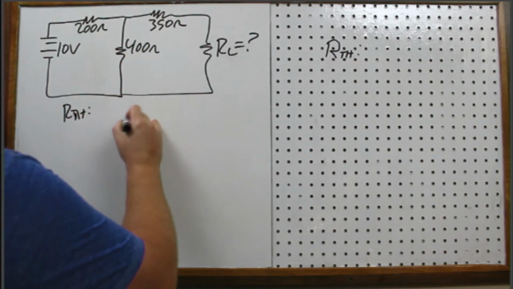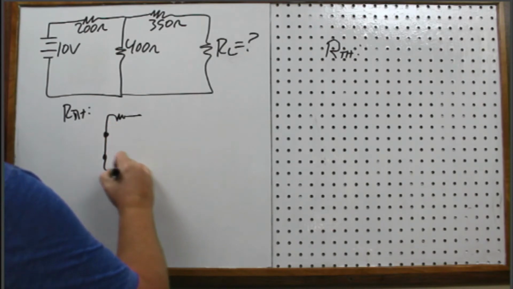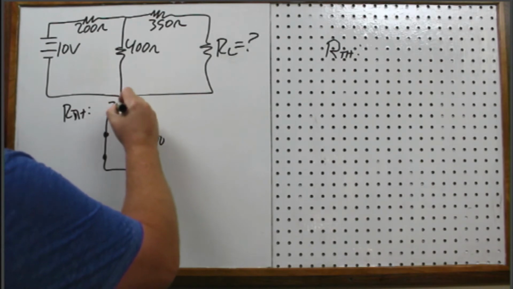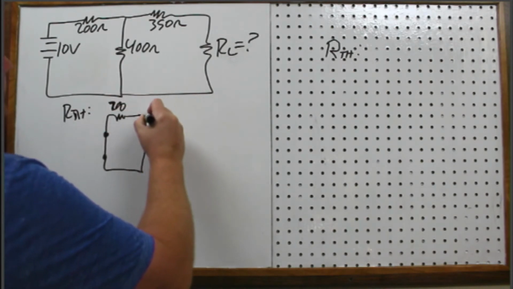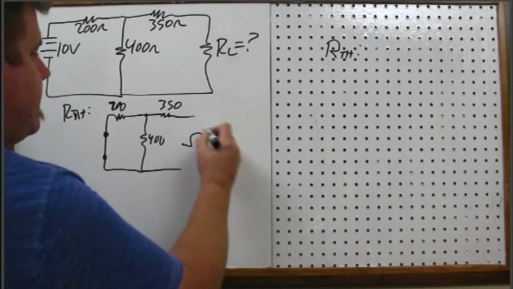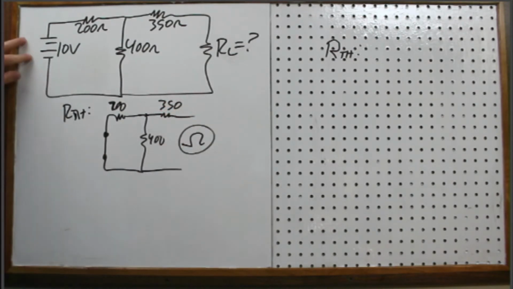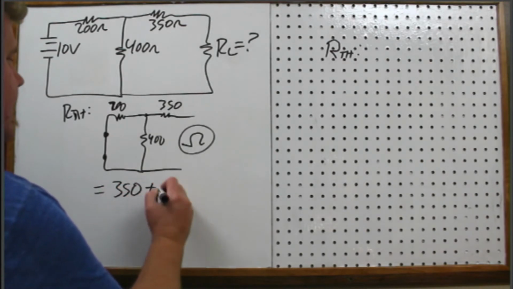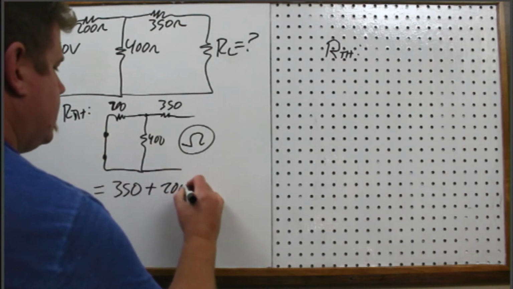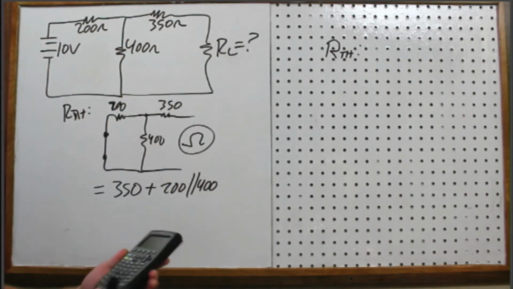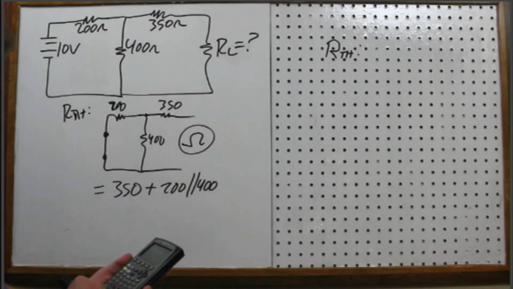For this one, short out the source. You can see the 400 is in parallel with the 200 over here, and the 350 is in series with the meter. There I'm showing that this has been shorted. I open this up and put an ohm meter in its place. That's going to equal 350 ohms plus these two in parallel.